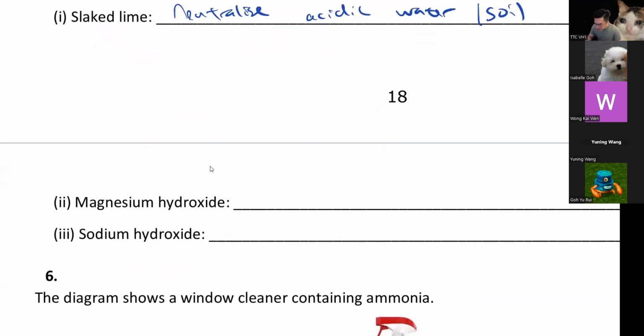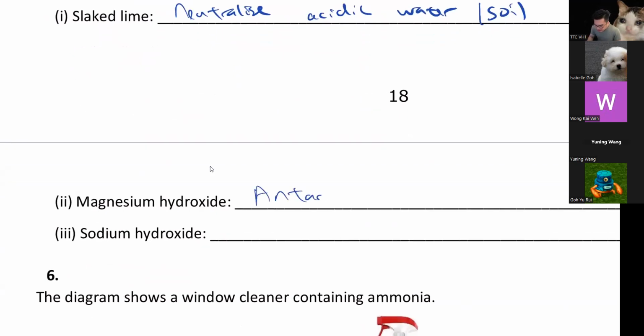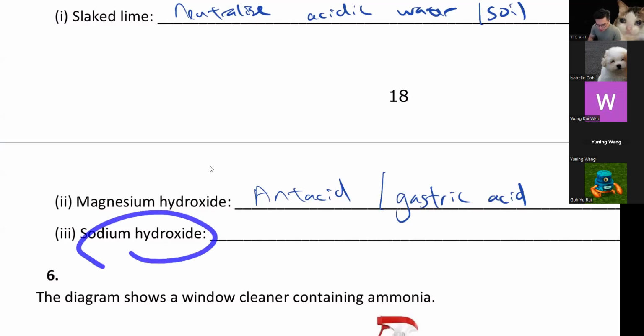Okay, you get what I mean? Next, magnesium hydroxide. This is your antacid, or you can say this is for gastric pain. This is the thing you use to neutralize your stomach acid when you have gastric. And then sodium hydroxide, I told you this before. This is the soapy feeling thing. You use this to make soap.